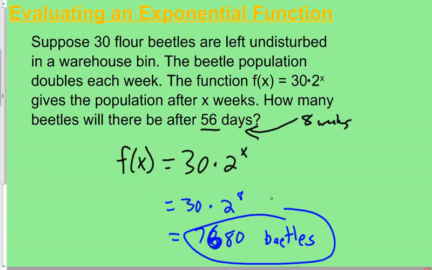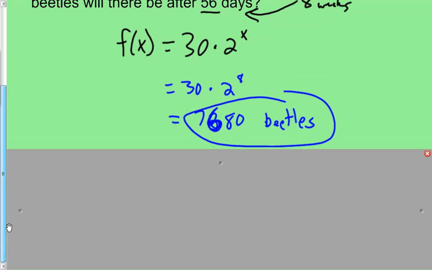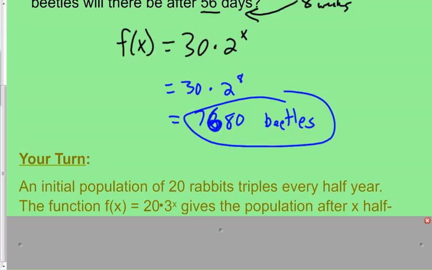So it says there's 30 to start. After 8 weeks, it'll be up to 7,680 beetles. That's how fast exponential things grow. It's just ridiculous after you get going. It goes so fast. All right, and this is a real thing. These beetle populations double that fast, and you're gonna have tons of beetles if you don't touch them for 8 weeks. So what I'd like you to do is to do this problem here.